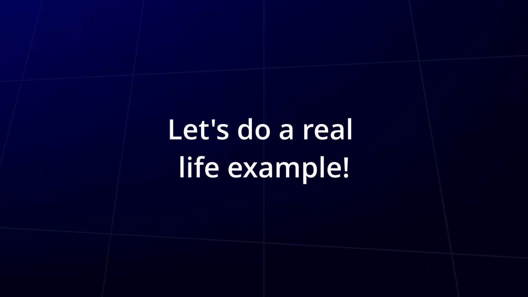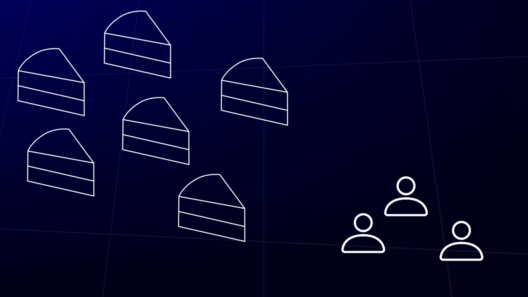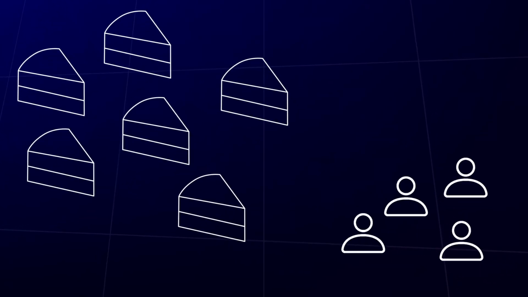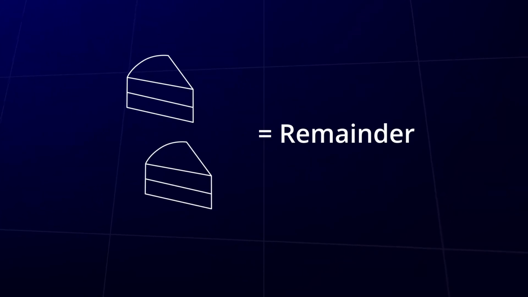So let me give you a real-life example. Imagine you have a cake, and you cut this cake into 6 slices for 3 guests. If you divide the slices equally, each guest gets 2 slices. Simple enough, right? Now let's say you have 4 guests instead of 3. If you divide the cake among the 4 guests, each one will get 1 slice, and you'll have 2 slices left over. Those 2 leftover slices represent the remainder in mathematical terms.